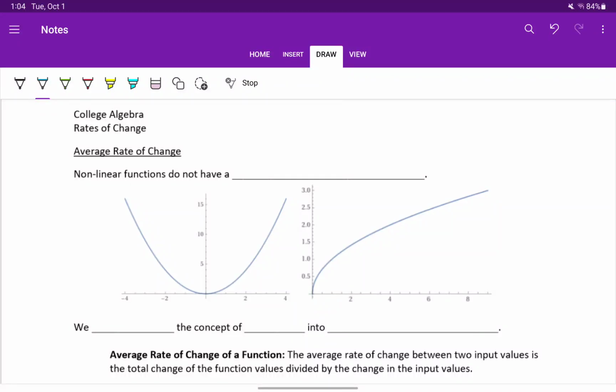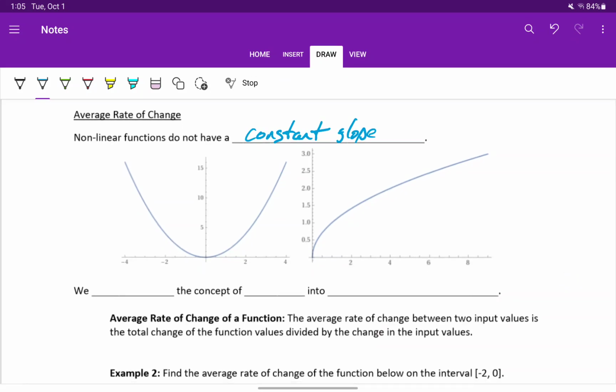Unlike straight lines, nonlinear functions do not have a constant slope. We can hopefully see this pretty easily from looking at the two graphs we have pictured here. Neither curve is moving in the same direction at the same rate for the entirety of the portion of the graph that we're looking at.